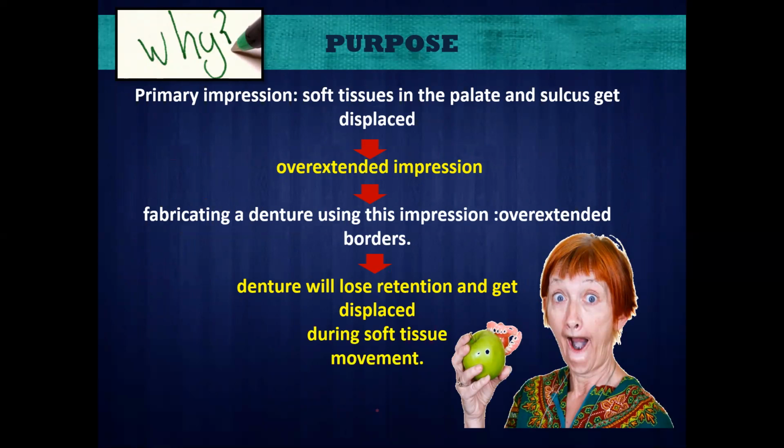Now, the question that arises is, why do we need another impression during fabrication of a complete denture? Why not just one impression? So, friends, for the primary impression, which you usually make with a reversible hydrocolloid material or impression compound, you follow a mucocompressive technique. The soft tissues in the palate and sulcus get displaced. So basically, you're getting an overextended impression. A denture using this impression will lead to overextended borders, and the denture will lose retention and get displaced during soft tissue movement. So this is the reason why we need to make another impression.